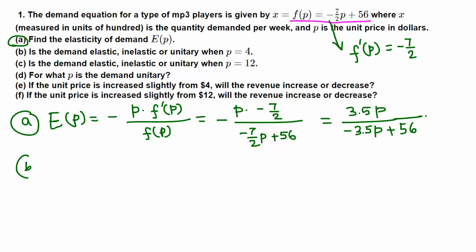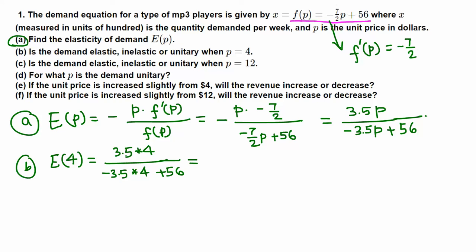In part B, is the demand elastic, inelastic, or unitary when p equals 4? So we need to plug p equals 4 into this equation. E(4) is equal to 3.5 times 4 over negative 3.5 times 4 plus 56. Do not cancel anything, just use your calculator, multiply the tops, multiply these two, that's minus, then subtract from 56, and you're going to get 1/3, about 0.33.